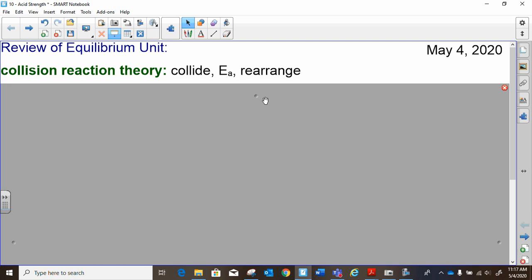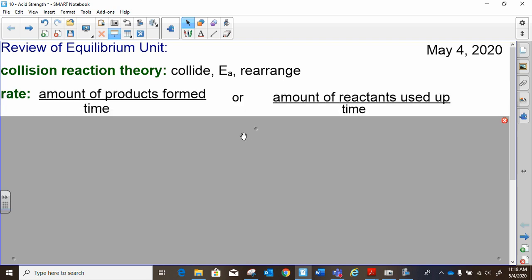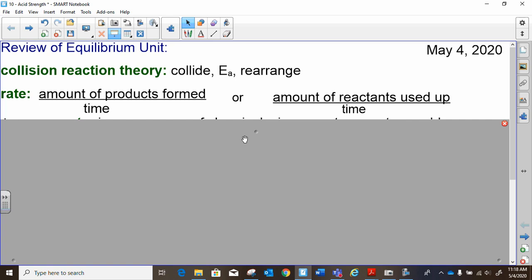Collision reaction theory, three things are important there. Particles have to collide. They're going to collide with enough energy, which is called the activation energy, that with that energy they will rearrange and form something new. So those three things must happen. The particles must collide with enough energy to rearrange and form something new. Then we talked about the rate of a reaction. The rate of a reaction can be described as the amount of products formed over time, or the amount of reactants used up over time. That's a reaction rate.